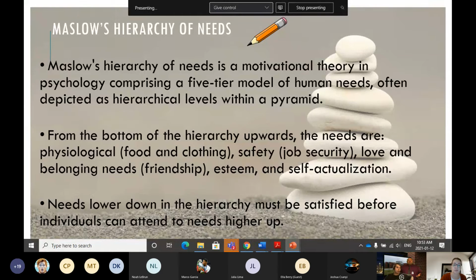So the needs lower down in the hierarchy, the needs at the very bottom of the pyramid, must be satisfied before individuals can attend to needs higher up. If we don't have food, clothing, shelter, if we don't have those needs met, then we can't have job security. Like we probably can't have a job. So the chances of you having those safety needs met without having your physiological needs met are very, very slim.